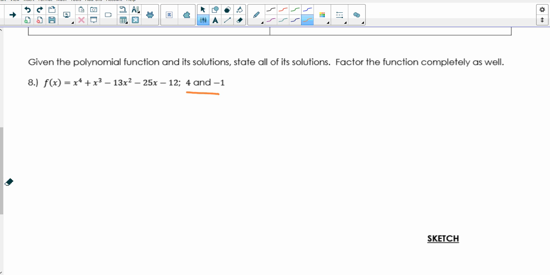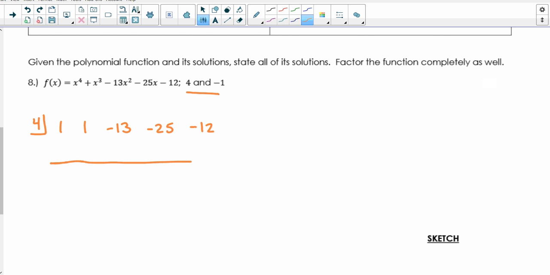Okay, so I'm going to use synthetic division twice in this one since I have 2 answers, which means I'm going to go from an x to the 4th all the way down to an x squared. Alright, it does not matter which one you use first. I'm just going to use the 4 first since that's the first one that's written. So, here's my 4. My first coefficient is 1, 1, negative 13, negative 25, and negative 12.